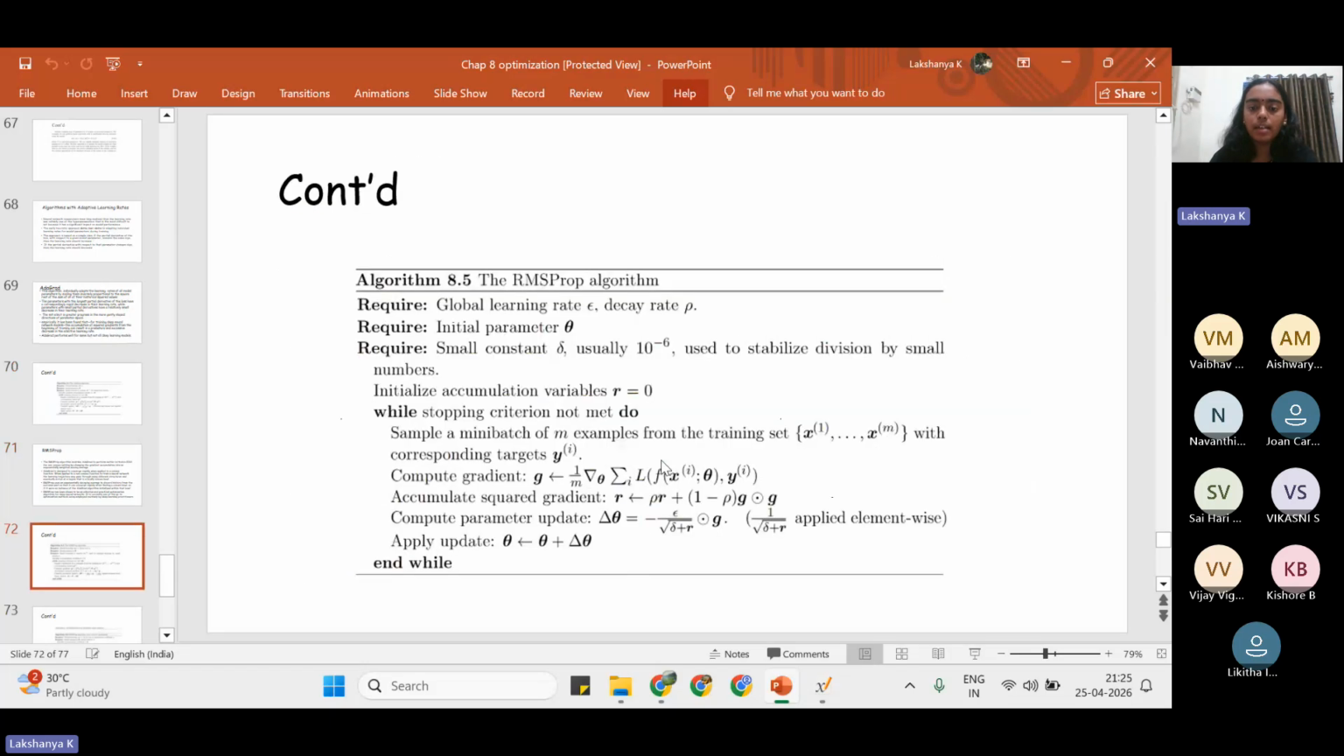RMS prop again is similar. All of these are just different ways in which your learning rate is going to keep getting dynamically modified. The only thing that changes is this expression, right? In RMS prop, it is going to be R times rho plus G into G times 1 minus rho, where rho again is a hyperparameter. And these formulae remain the same.